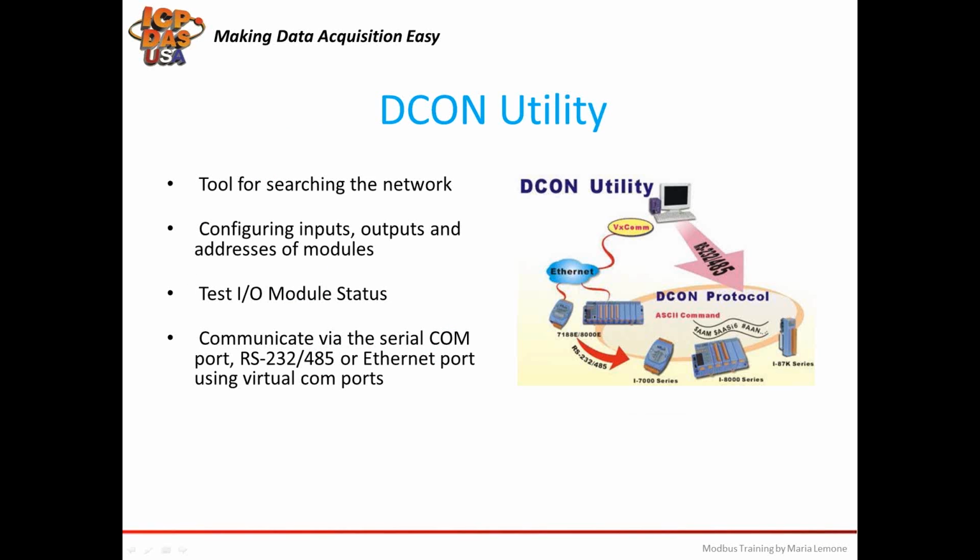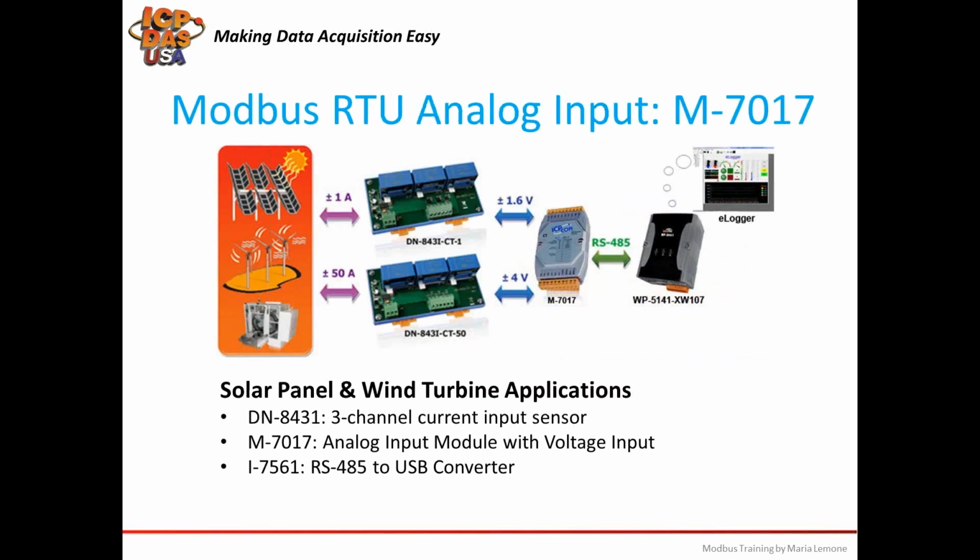Our Modbus RTU equipment is set up on a computer with Decon Utility, a software utility which allows you to search the network, configure addresses and I/O types, baud rates, parity bit, checksum, and to test the input and output status. Decon Utility can communicate with Modbus RTU-based equipment through a COM port, or virtual COM port that is set up with an Ethernet to serial converter.